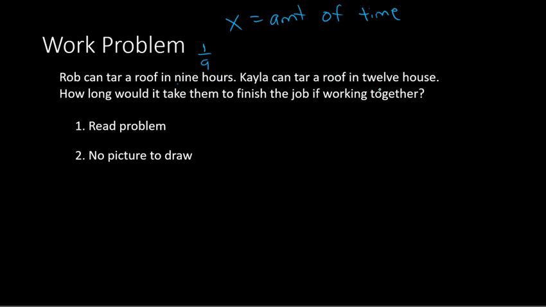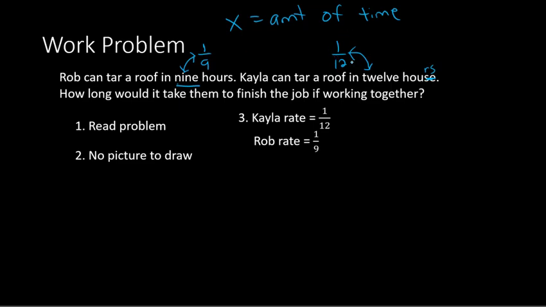Kayla takes 12 hours. That's a typo, should be hours, not house. She can tar a roof in 12 hours. So her work rate, meaning how much work she can complete in 1 hour, is going to be 1/12. All right, she'll complete 1/12 of the job within 1 hour. And we see that typed up right here. So notice the relationship, though. We can convert back and forth between the time to complete the job and the work rate. It's going to come into play a little later at the end of the problem as well. So these are like reciprocals, right? We have 9, 1/9, 12, 1/12.